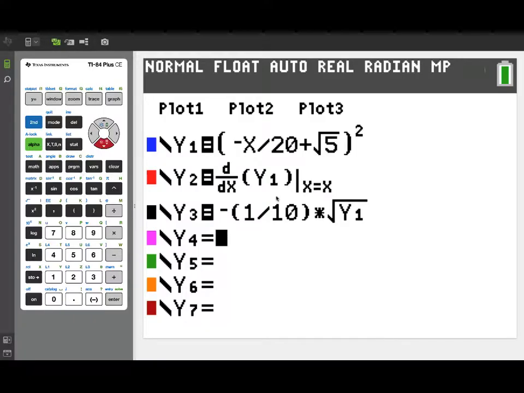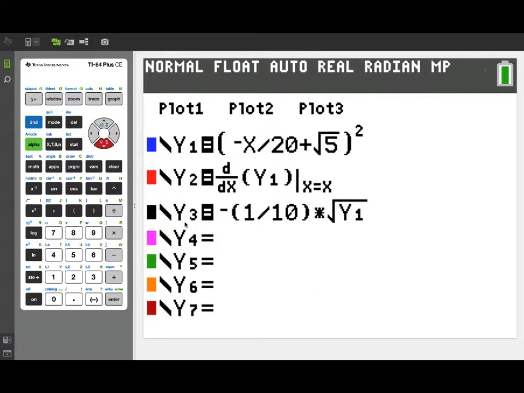So what we've done here is we've gone to the y equals menu, and you can see that in y1 we have a solution that we've come up with, and this is actually the correct solution if you do separation of variables.